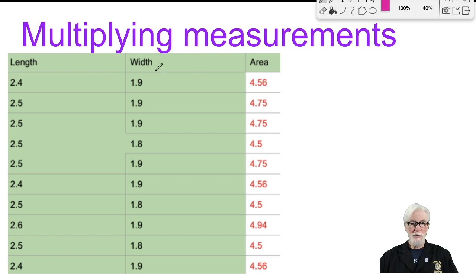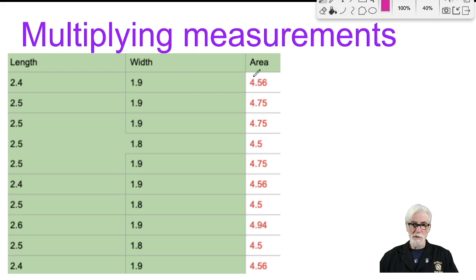So here's an example. Several lengths and widths of an object were measured, and they were measured with a tool that has two significant figures. All these measurements for length and all these measurements for width have two significant figures. They're good to the nearest tenth. When you multiply them together to get the area, these are the results that your calculator tells you.